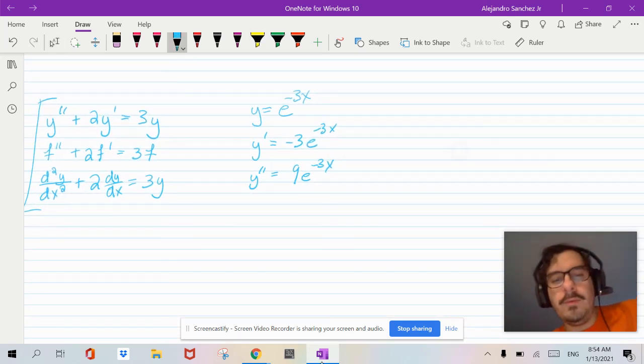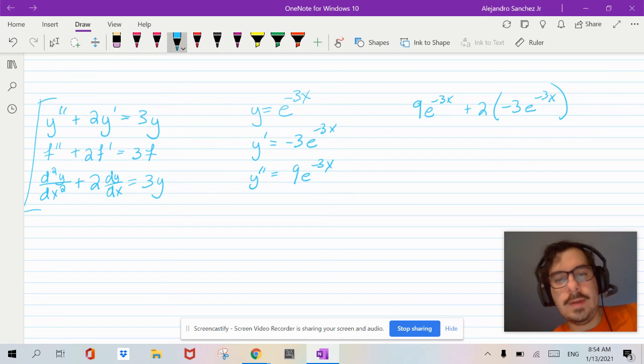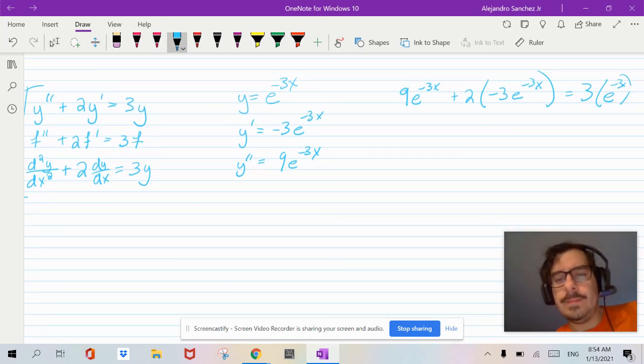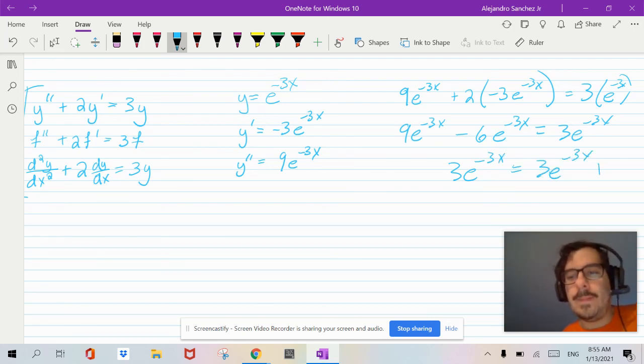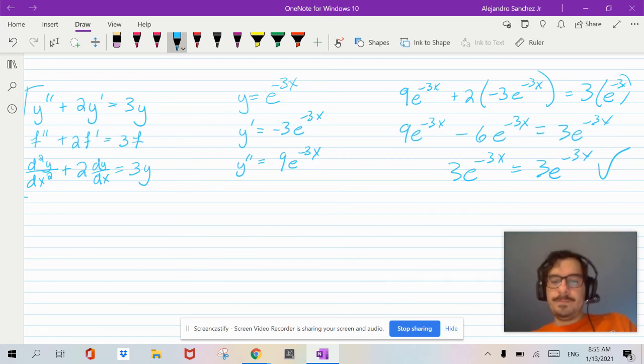So if we put this in, we get 9e to the negative 3x plus 2 times negative 3e to the negative 3x equals 3 times e to the negative 3x. Simplifying, 9e to the negative 3x minus 6e to the negative 3x equals 3e to the negative 3x. Because these are like terms, we can combine them. And what do you know? It does check out.